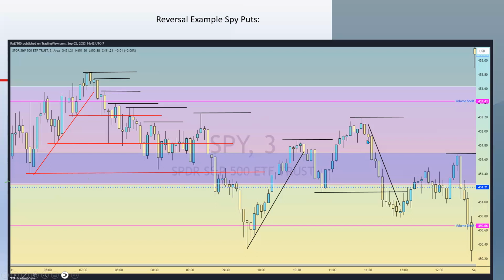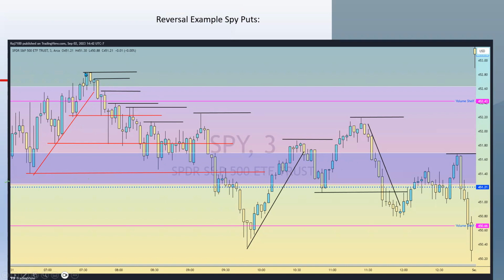So on the pullback, what you want to see is this swing low hold. If this swing low doesn't hold, then that's another clue that the downtrend is about to continue. And that's exactly what happens. We come up, we fail to make a new high, and then we just keep going. So you see every black line, every failed attempt to make a new high is a potential short entry.